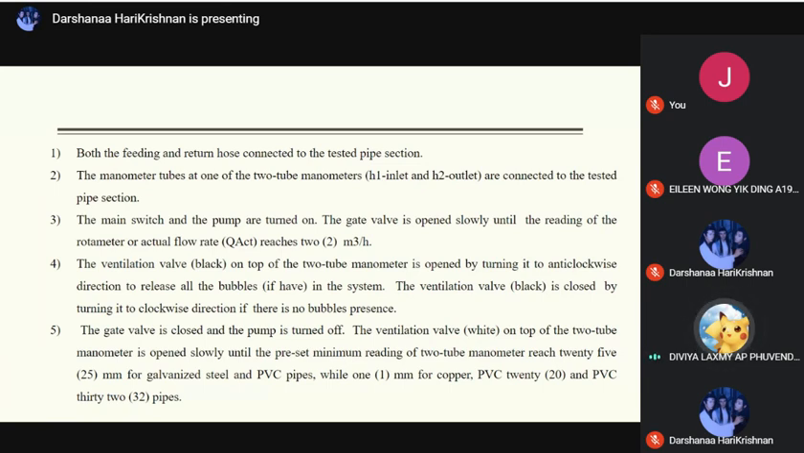The ventilation valve is closed by turning clockwise if there are no bubbles present. The gate valve is closed and the pump is turned off. The ventilation valve on the top of the two-tube manometer is opened slowly until the preset minimum reading of the two-tube manometer reaches 25 millimeter for galvanized steel and PVC pipes, while 1 millimeter for copper, PVC 20 and PVC 32 pipes.